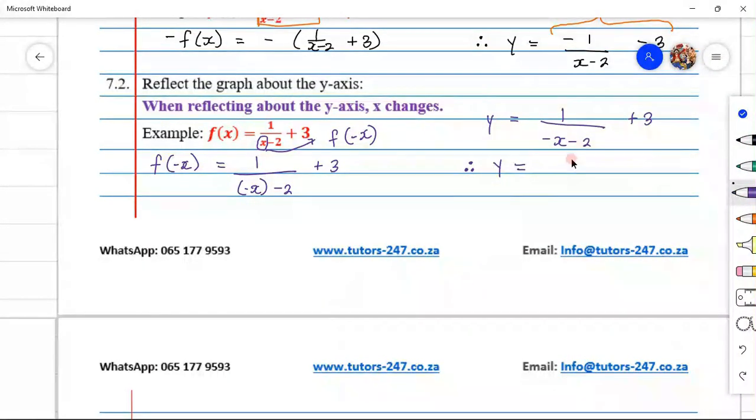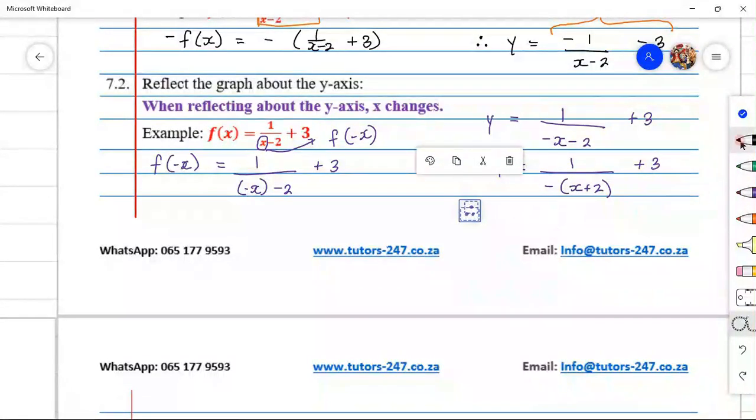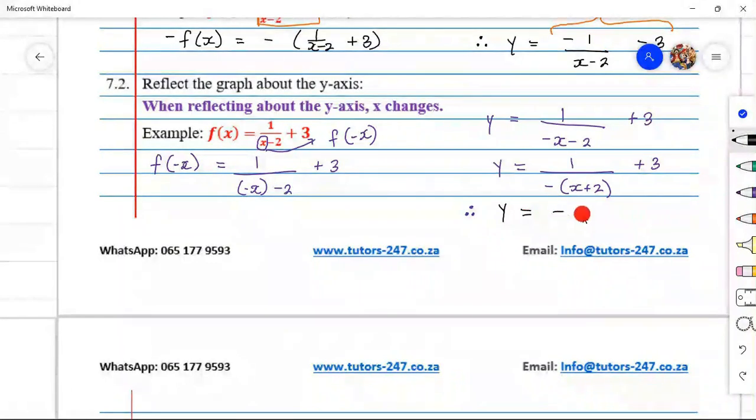So let's extract a common factor. That's negative x plus 2. So once we take out our common factor of negative from negative x minus 2, we end up with x plus 2 in brackets. And then we know that 1 over negative gives us negative 1 on top. So we can conclude that y equals negative 1 over x plus 2 plus 3.